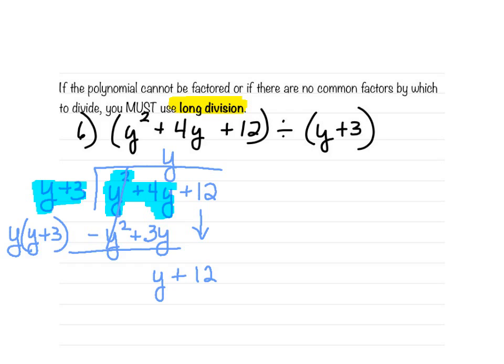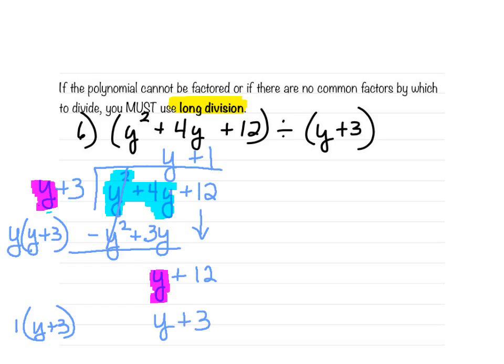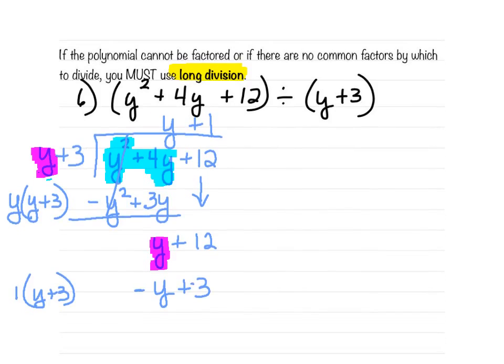So again you ask yourself, how many times does y in the y plus 3 go into y? How many times does y go into y? And the answer is one time, positive one time. So let's go ahead and multiply now 1 times y plus 3. 1 times y is y. 1 times 3 is positive 3, but because we're going to subtract here, we need to change all the signs.